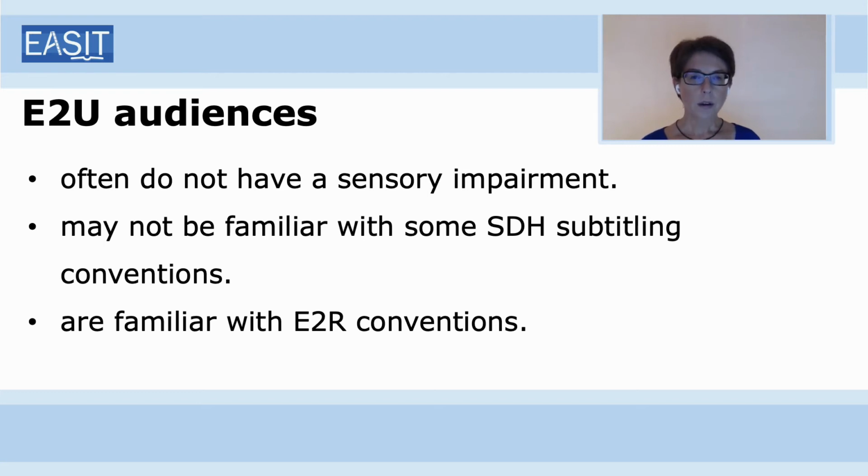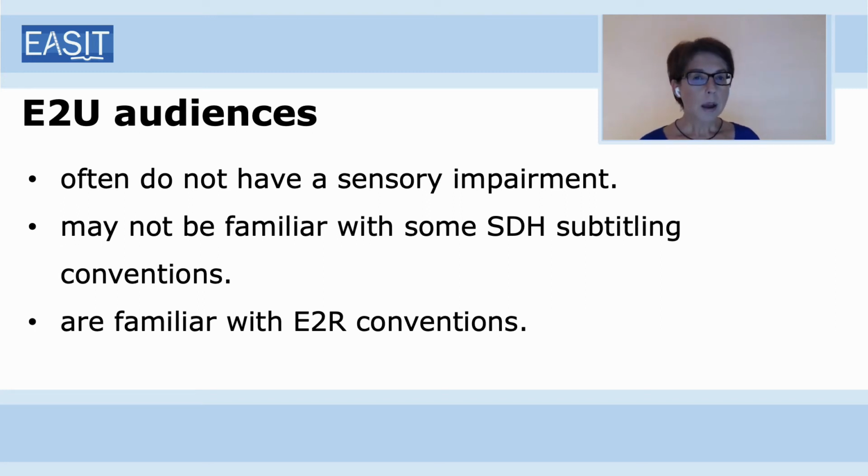Although we see that the target groups overlap to some extent, we should keep in mind that the primary users of SDH and those of easy-to-understand subtitles, they also have different needs. For instance, easy-to-understand users often do not have a sensory impairment, meaning that they don't have a hearing loss, and therefore they receive the audiovisual content multimodally. That is, they hear and they see the content.